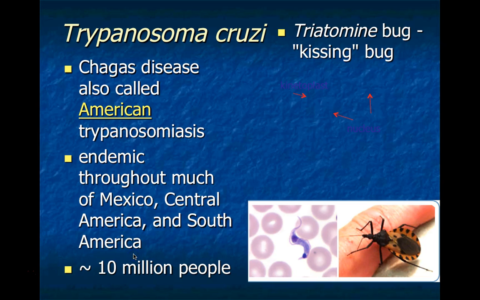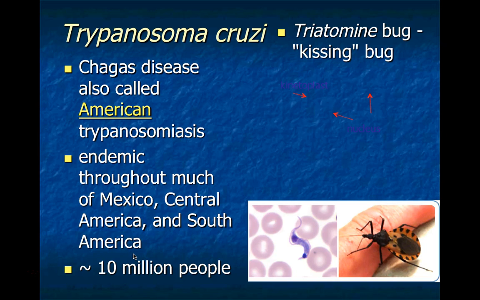Trypanosoma cruzi is a unicellular eukaryotic parasite that causes the disease called Chagas disease, or American trypanosomiasis. It's primarily found in Central America and parts of South America, but we're seeing an increased prevalence and incidence in North America, particularly due to international travel. Roughly 10 million people worldwide are affected.